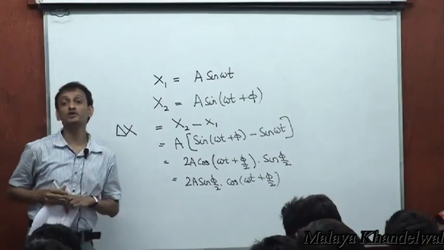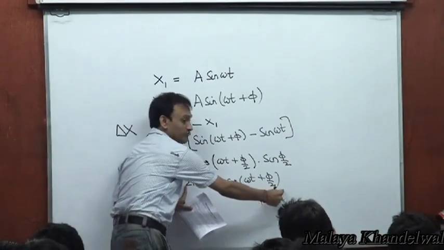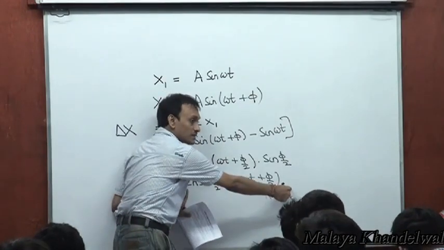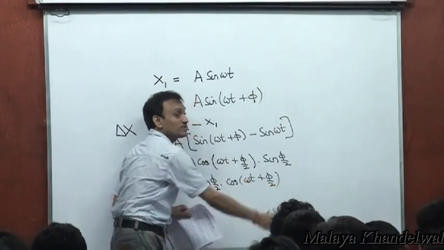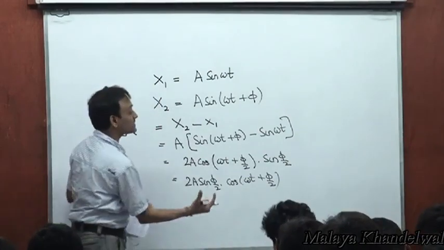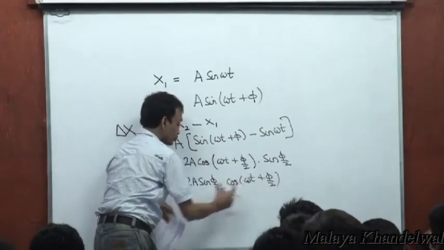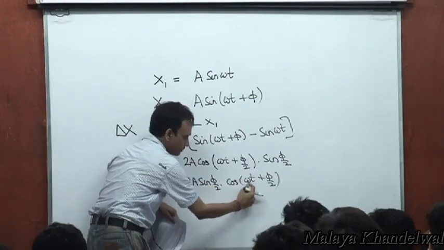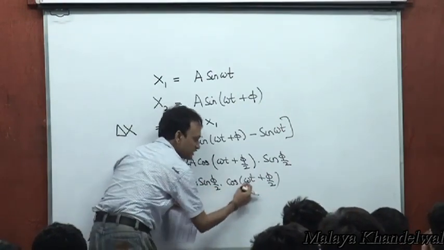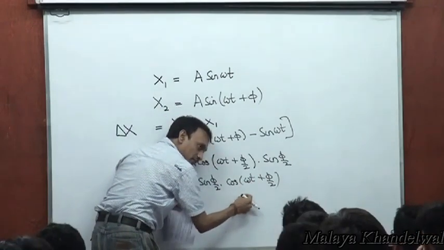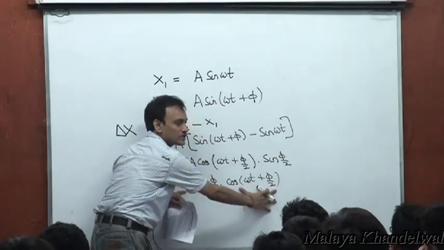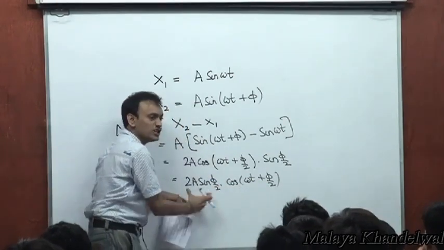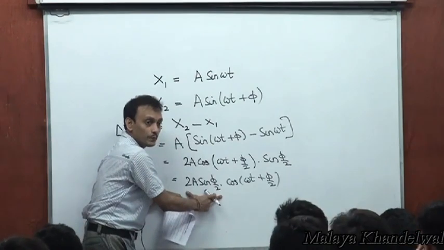And what's given in the problem is that the maximum value of this expression is root 3 times a. Now, what's the maximum value of this expression? 2a sine phi by 2. Because what's the variable here? This is the variable. At different t's, this number is varying, right? But what's the largest value of this number? 1. So the largest value of this expression is 2a sine phi by 2.